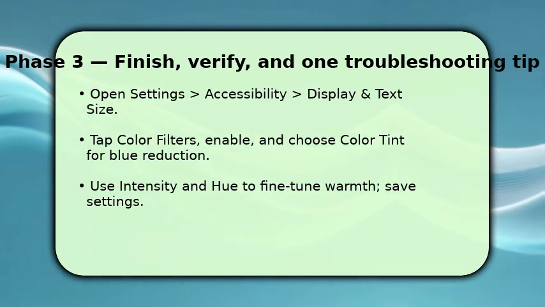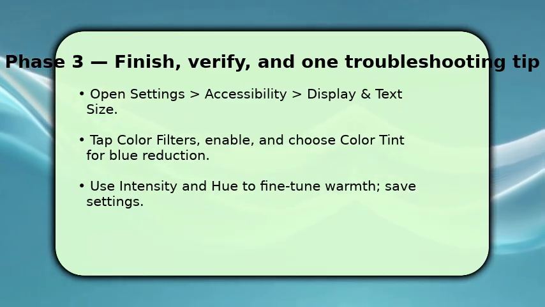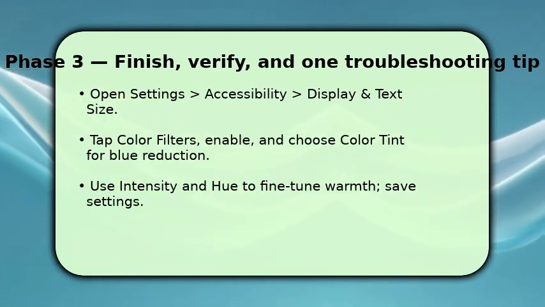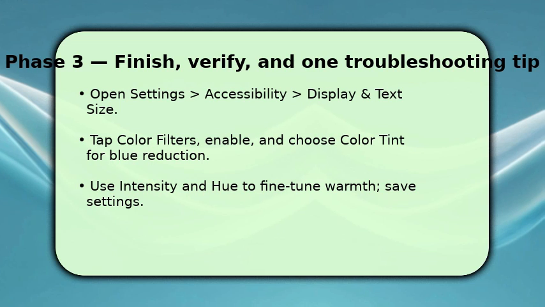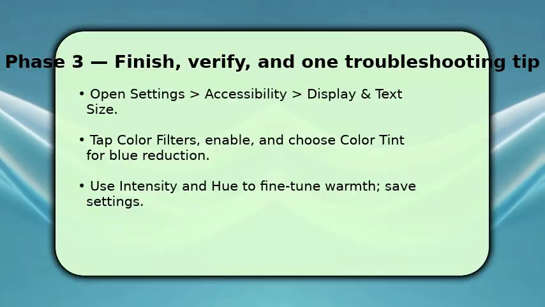If colors look odd in photos, toggle the filter off quickly via Accessibility shortcut. Troubleshooting tip: if the tint disappears, confirm screen time or profiles aren't overriding display settings.